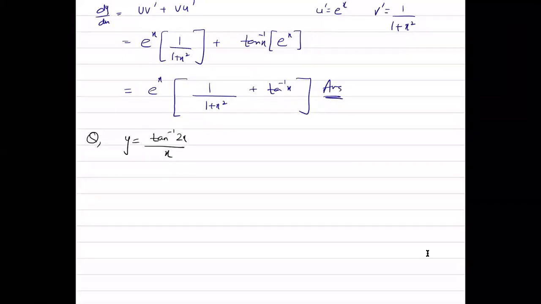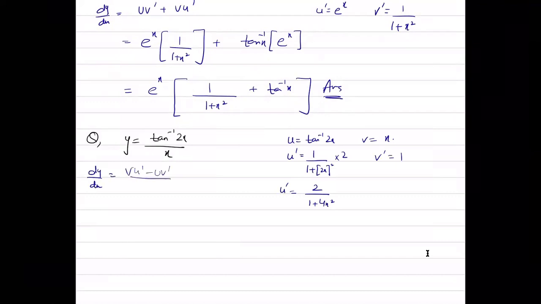So this is how you should be differentiating. Your u is going to be tan inverse of 2x and v is going to be x. u prime is going to be 1 over 1 plus (2x) squared, times 2. So 2 over 1 plus 4x squared. And v prime is going to be 1. dy by dx is going to be vu prime minus uv prime over v squared. v is x, u prime is 2 over 1 plus 4x squared, minus u, which is tan inverse of 2x, times v prime, which is 1, over v squared, that is x squared.